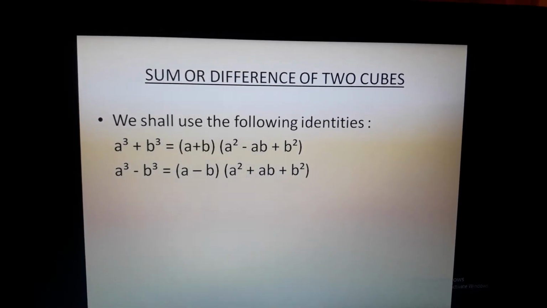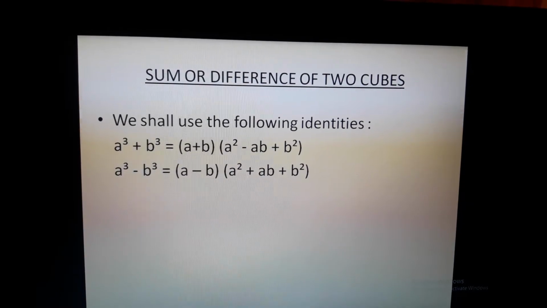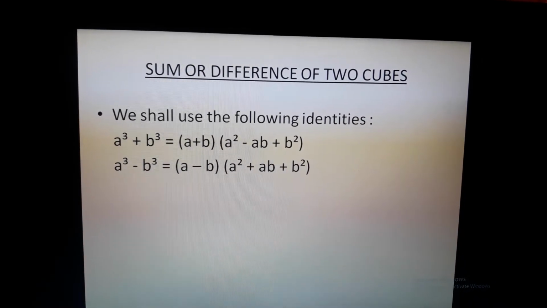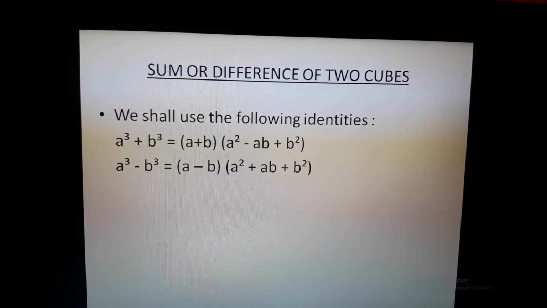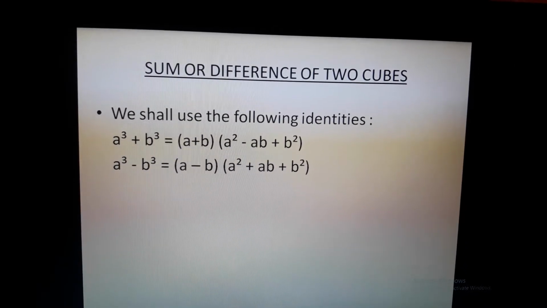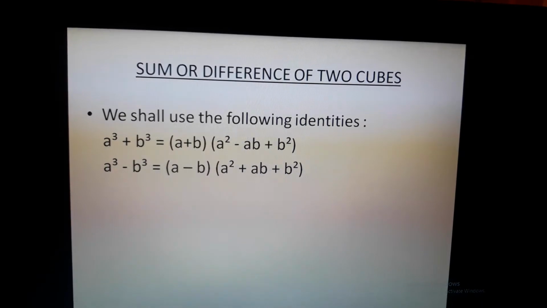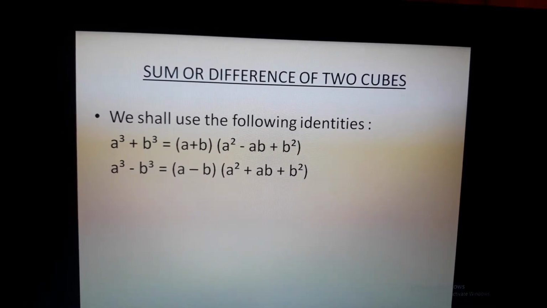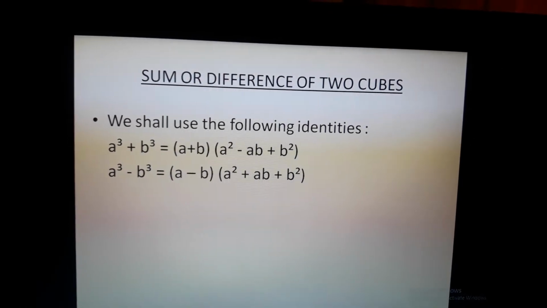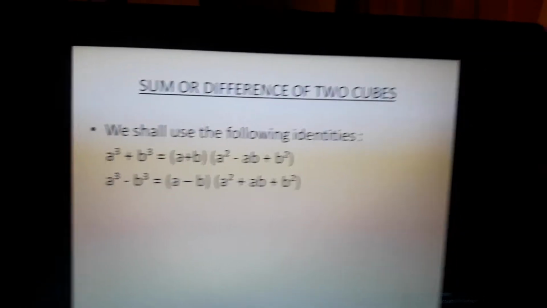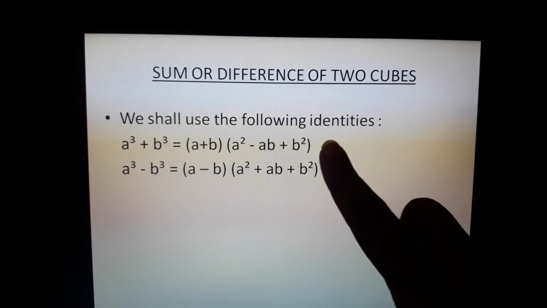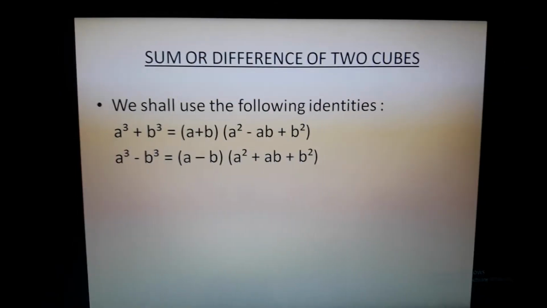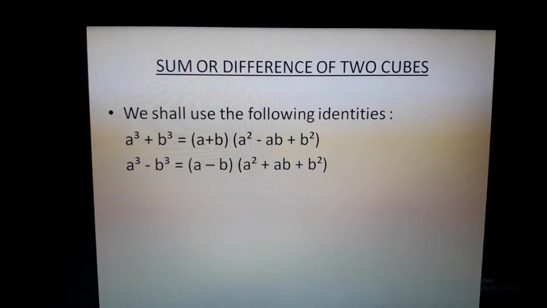Number 1, we have a cube plus b cube equals a plus b into a square minus ab plus b square. So if you multiply a plus b and a square minus ab plus b square, you will get a cube plus b cube. Second one, we have a cube minus b cube equals a minus b into a square plus ab plus b square. So we will be using these two identities for the sums. Now let us see the sums.